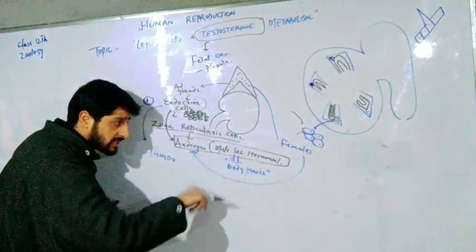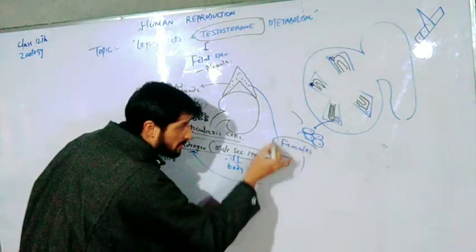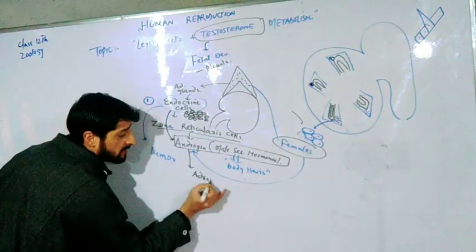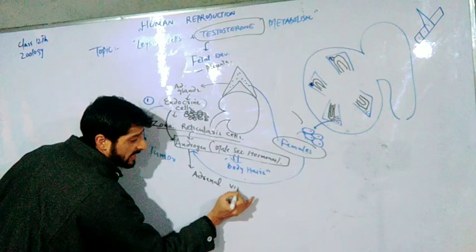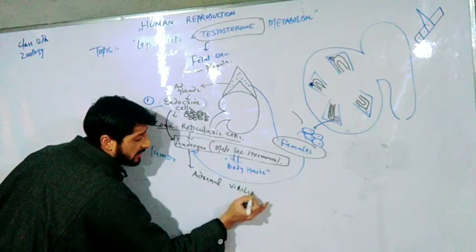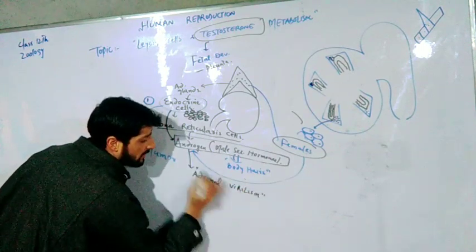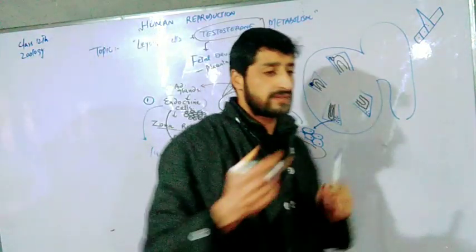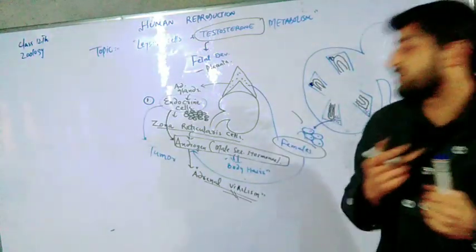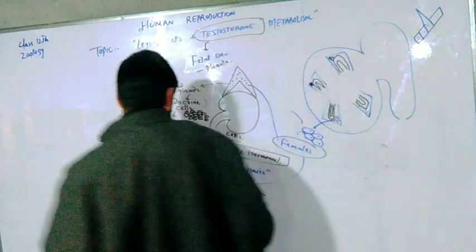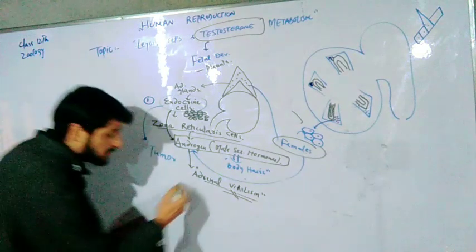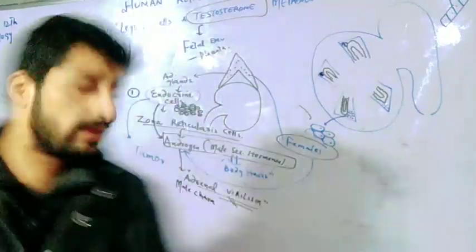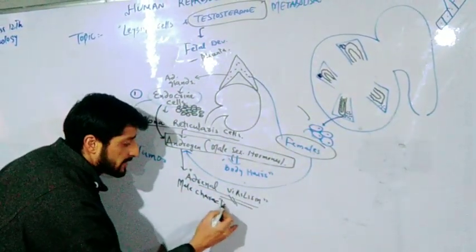When more and more male sex hormone is produced in females, they suffer from a disease called adrenal virilism. Then the females will have male characters. They will have mustaches, a harsh voice, and so on and so forth. Adrenal virilism means appearance of male characters in females.